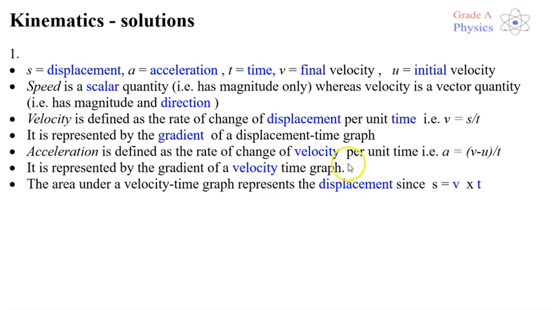And then also what the gradients mean. So the gradient of a displacement time graph is the velocity. The gradient of a velocity time graph is the acceleration. And then, as we said, the area underneath the VT graph is the displacement because S equals V times T. So these are the fundamental ideas that you must be very, very comfortable with in order to understand motion and kinematics.